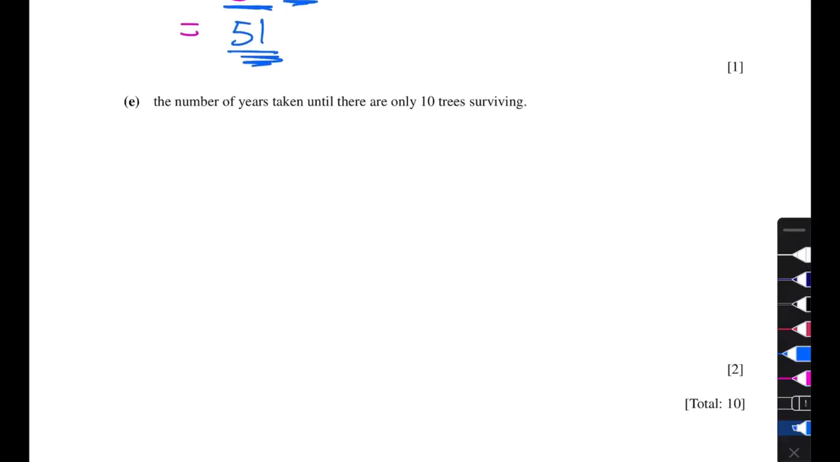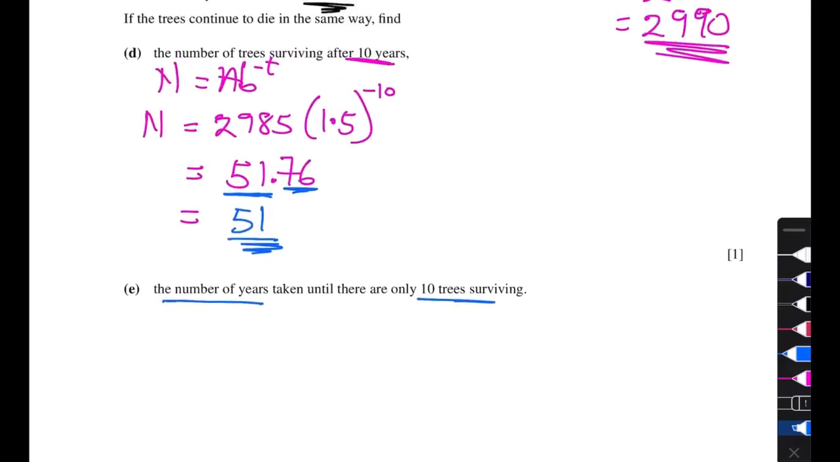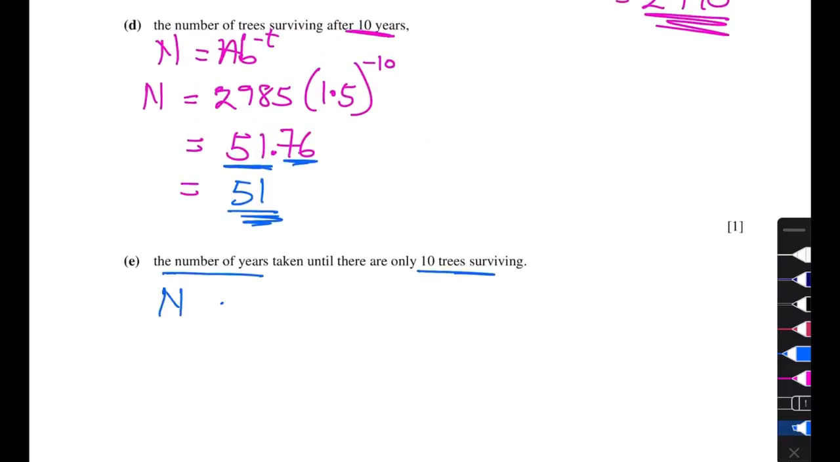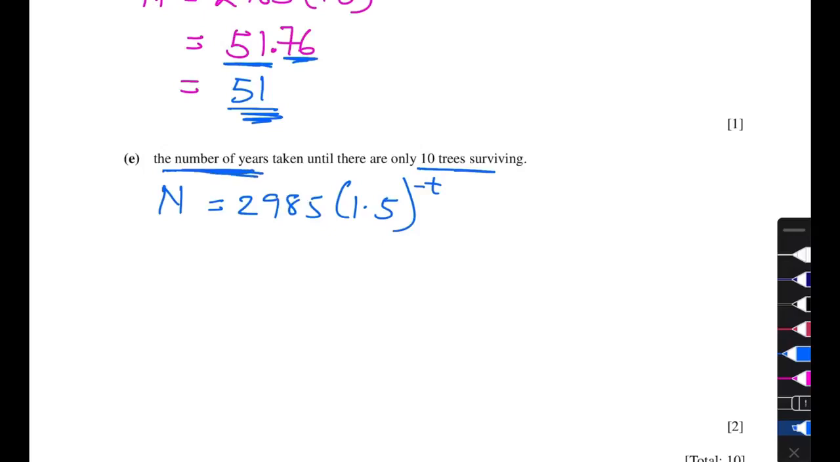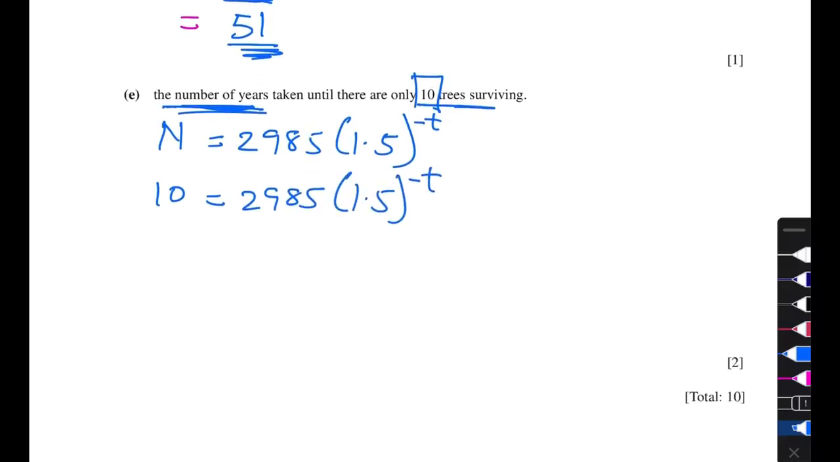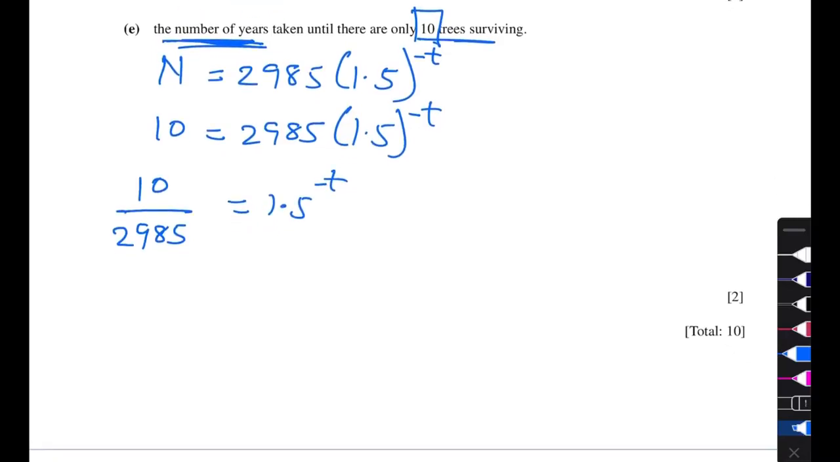Then the next question is, find the number of years taken until there are only 10 surviving. So this time around, you have n is equal to 2985 times 1.5 to the power negative t. They want you to find the number of years when n is 10. So you have 10 is equal to 2985 times 1.5 to the power negative t. The next thing you want to do is divide, so we have 1.5 to the power negative t, and then we can take the log of both sides.